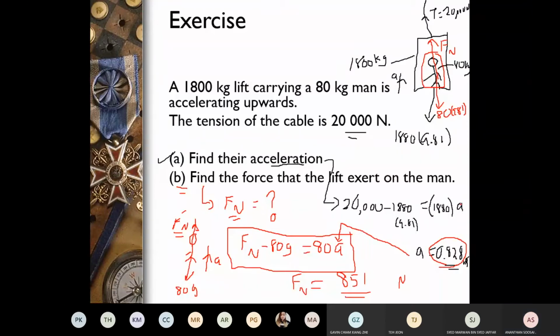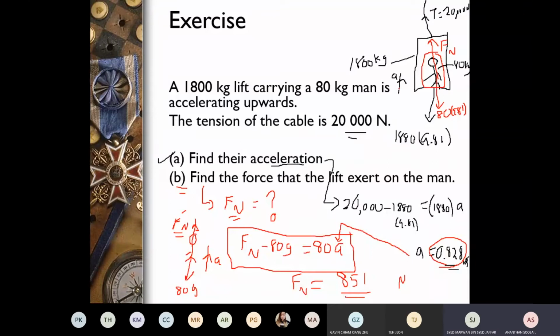But if you want the normal force on the person, you just consider the person alone as the system. Like I draw here, the normal force and the weight of the person acting down. You can find the normal force. So the normal force and the tension are not the same, if you consider the weight of the lift. Any questions from here? The lift.